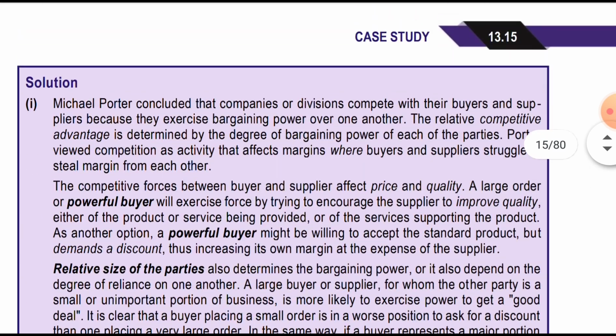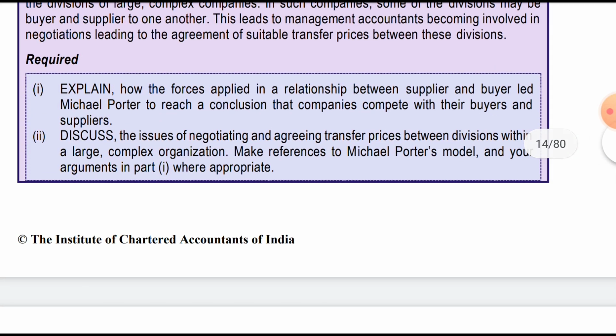Part 2, what they have asked in part 2 is to discuss the issue of negotiating. What are the issues involved in negotiating or agreeing to the transfer pricing? In the first question they haven't compared the division aspect, where one division is buying from another and they are competing with one another. In the second part they have asked about negotiation, the transfer pricing. In the first, they simply said which party enjoys bargaining power, for instance, buyer bargaining power or supplier bargaining power. The straightforward concept has been discussed in the first part.